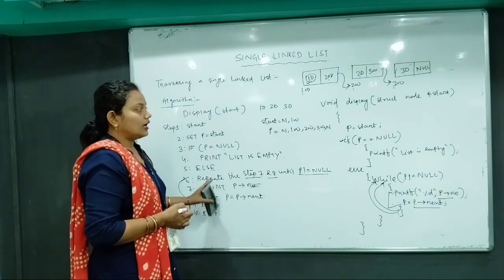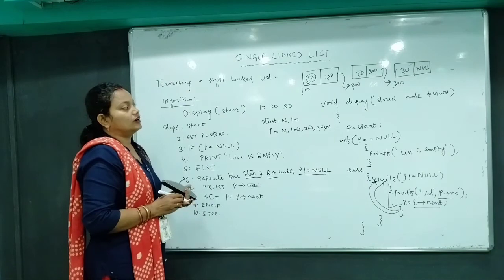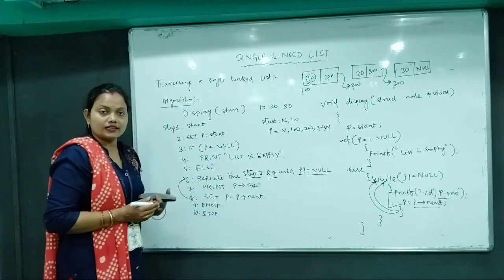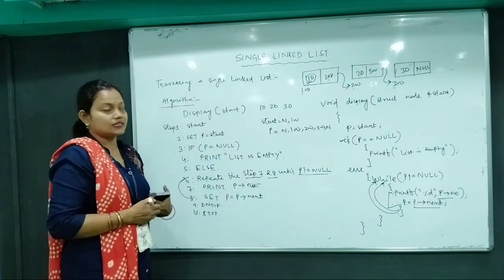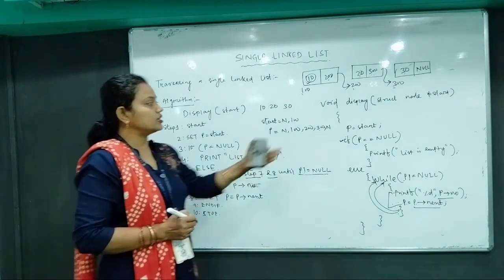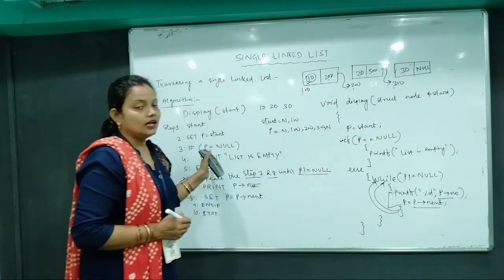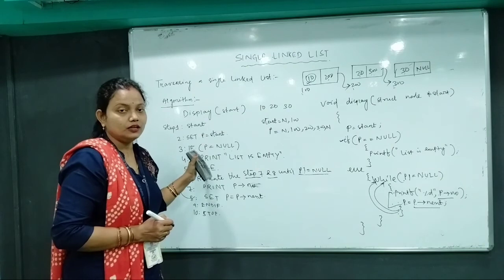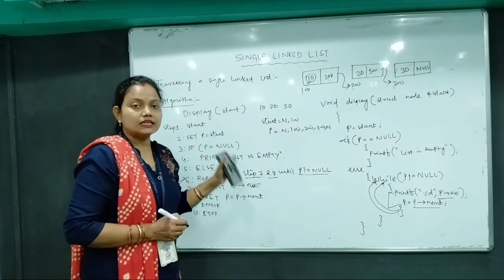So this is the algorithm for how we can display the nodes in a single linked list, or how we can traverse a single linked list. This is the function implementation, and this is the algorithm implementation to display the nodes in a single linked list program.